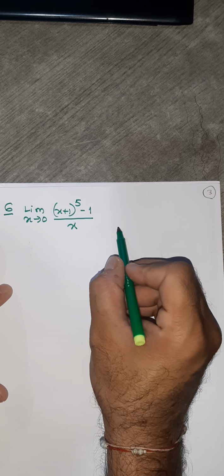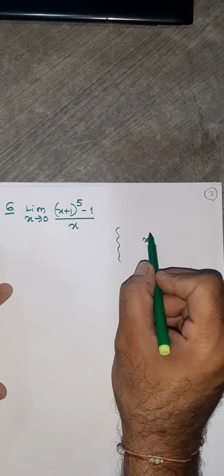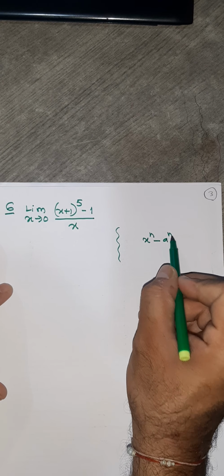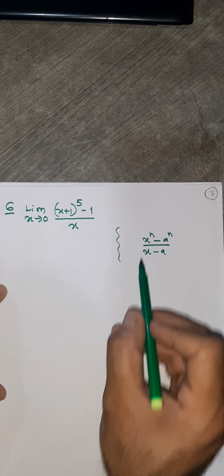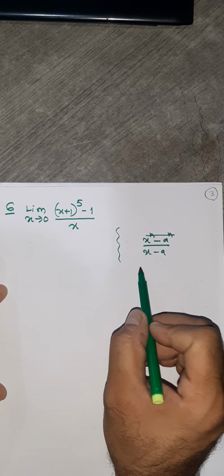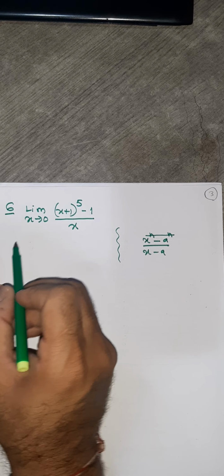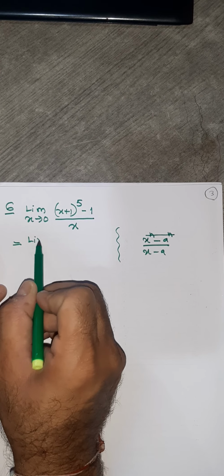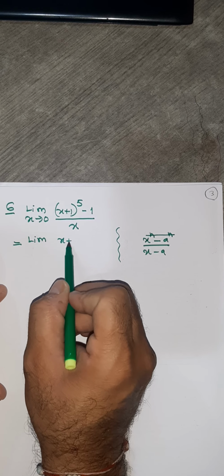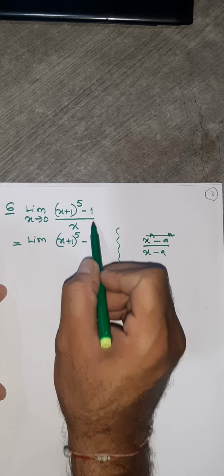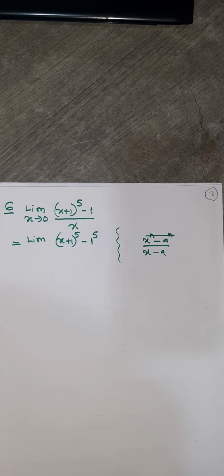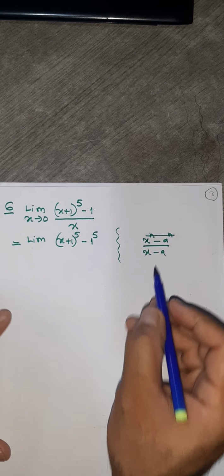Now when we have power, we just recall this formula. Which formula? x raised to n minus a raised to n upon x minus a. Without powers, expressions are same. Now if I drop the power, expression should be same. So here x plus 1 raised to 5 minus here 1 raised to 5. It is 1. I'm trying to set this formula.